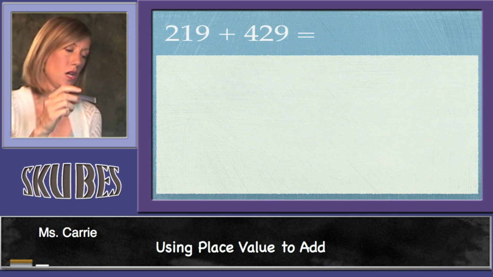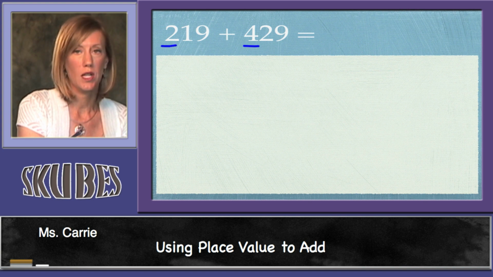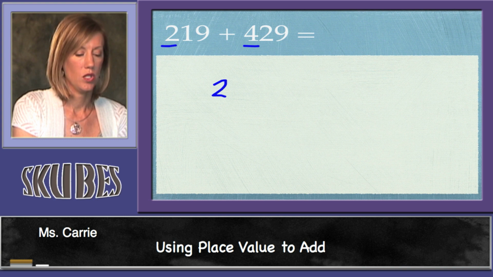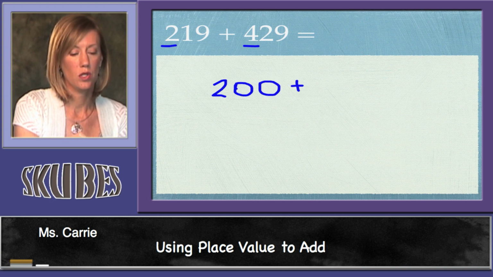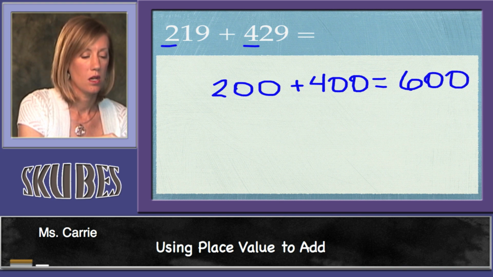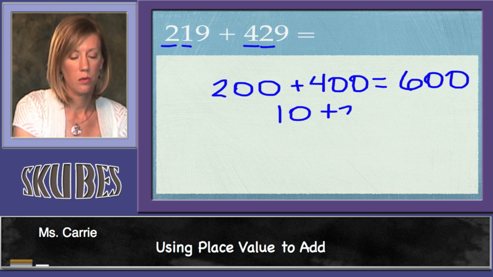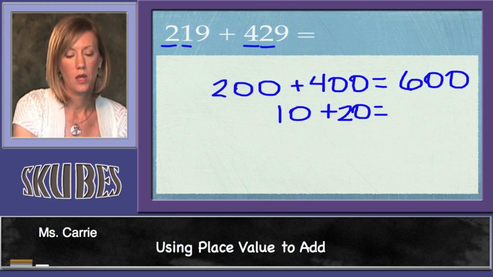Another triple digit. So 219 plus 429. Well, in 219, this would be 200. In 429, this would be 400. And I know that 200 plus 400 is 600. Then 10 plus 20, because this becomes a 10. The 2 represents the 20 in that problem. And 10 plus 20 is 30.